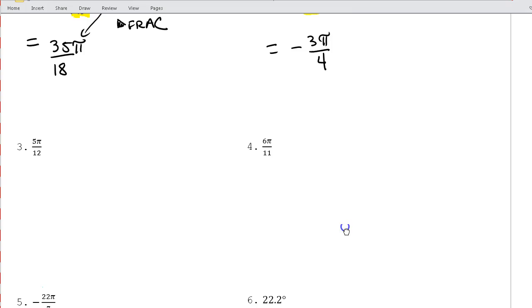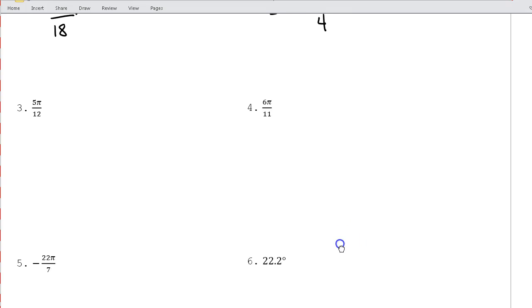Now let's go the other way. So I've got 5 pi over 12, and again you want to think, okay, I want this pi to cancel out, so I'm going to have to put my 180 degrees in the numerator and my pi in the denominator, so those cancel out. And then I just plug the rest of the information into my calculator, and we should get 75 degrees. Don't forget your units, put the degree symbol in there.